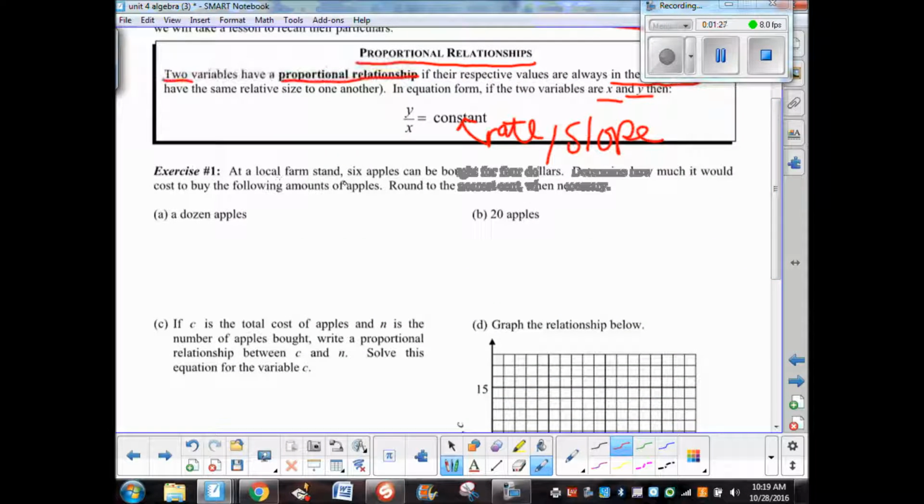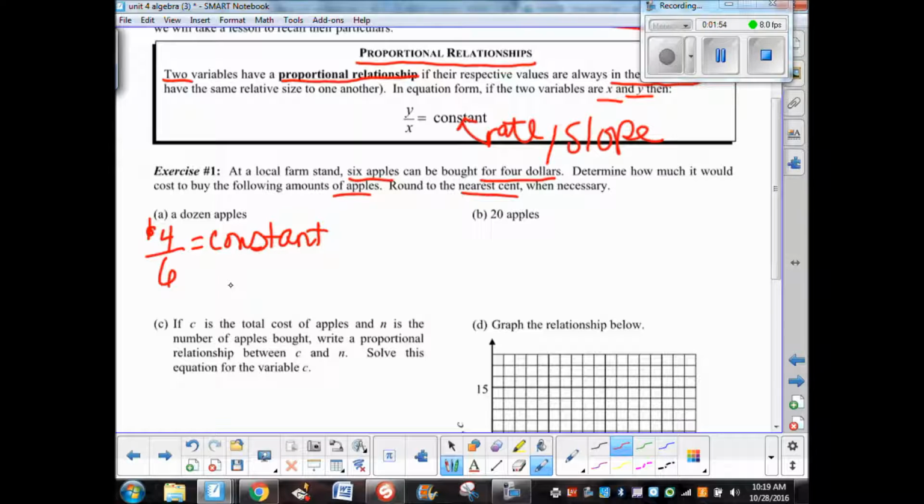It says, at a local farm stand, 6 apples can be bought for $4. Determine how much it would cost to buy the following amount. And then we've got to round to the nearest cent. So if I know that my cost is $4 per 6 apples, $4 for 6 apples, that's my constant. I know that.